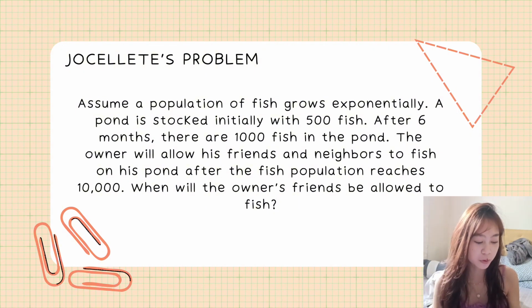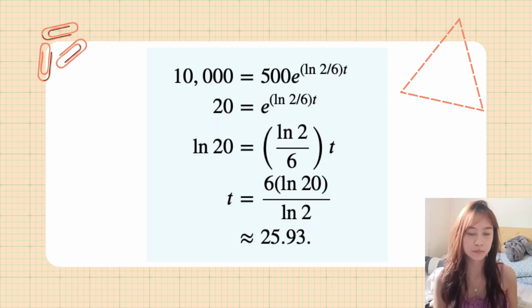Another example that requires the application of integrals in order to solve real-life scenarios. Assume a population of fish grows exponentially. A pond is stocked initially with 500 fish. After 6 months, there are 1,000 fish in the pond. The owner will allow his friends and neighbors to fish on his pond after the fish population reaches 10,000. When will the owner's friends be allowed to fish?